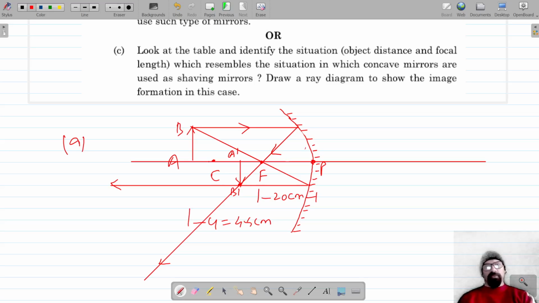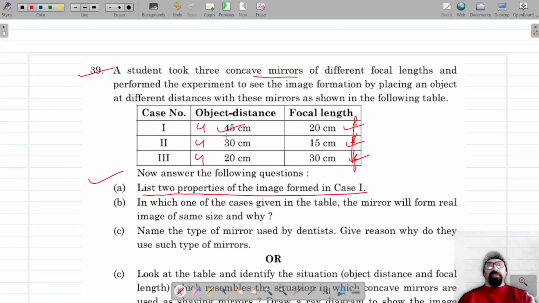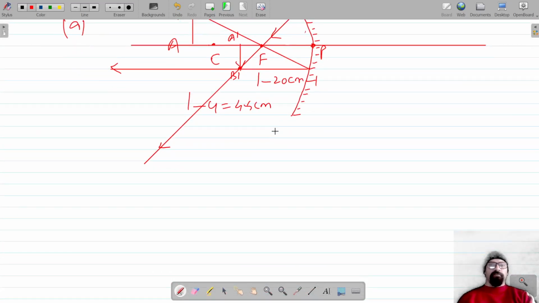So the image is formed between C and F. The object was beyond the center of curvature, and the image is formed between center of curvature and focus, which is inverted and real. So this is the image formed by the actual intersection of the rays, which is inverted and real. And list two properties of the image formed in this case.